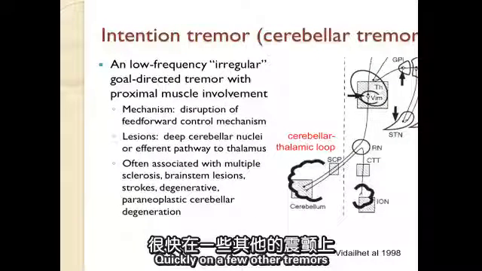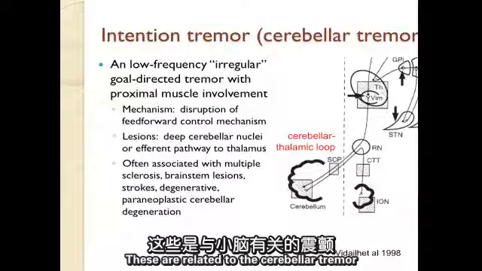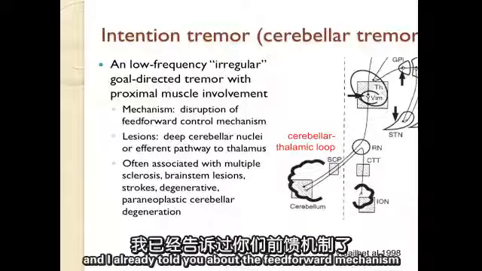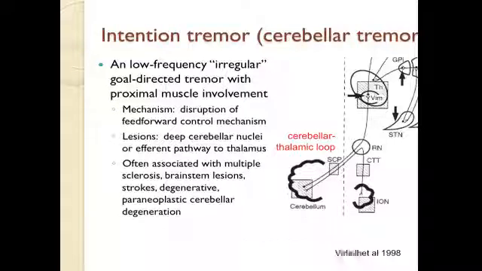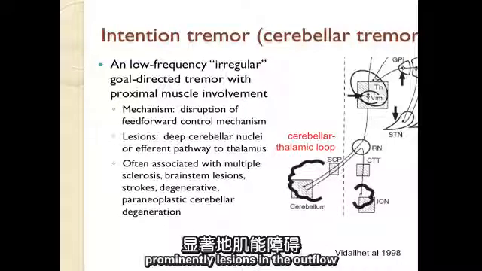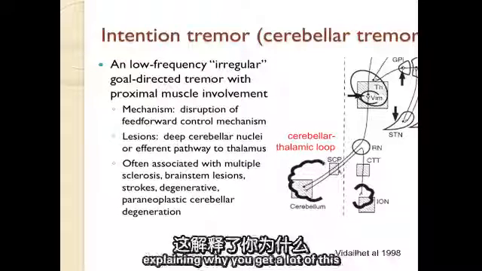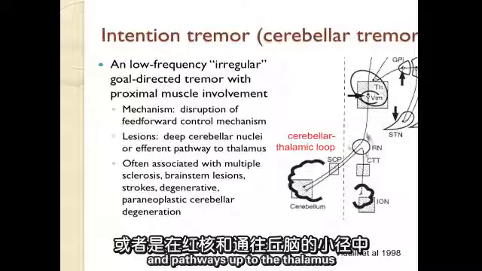Okay, quickly on a few other tremors. Now, on the third type of big category, the intention tremors. These are related to the cerebellar tremor, and I already told you about the feed-forward mechanism. And this is clearly implicating the cerebellar thalamic loop, prominently lesions in the outflow in either the white matter coming out of the cerebellum, explaining why you get a lot of this with multiple sclerosis, and in the red nucleus and pathways up to the thalamus.